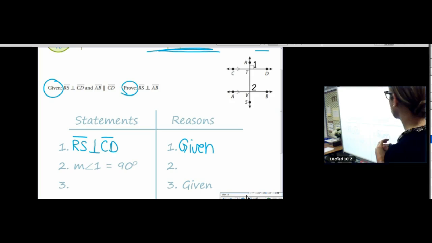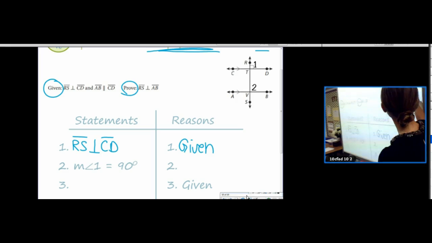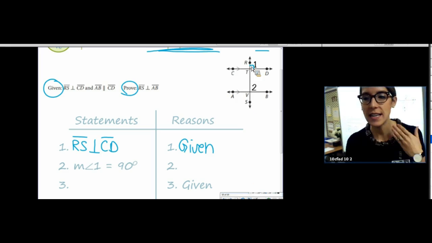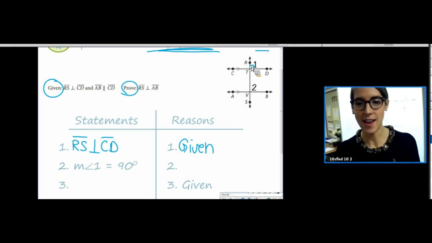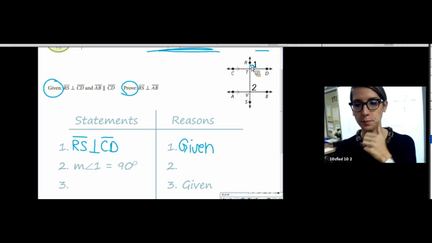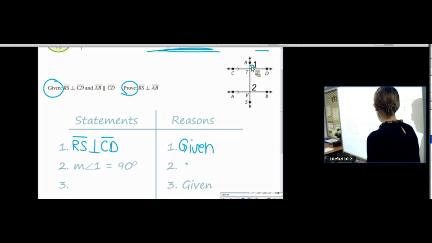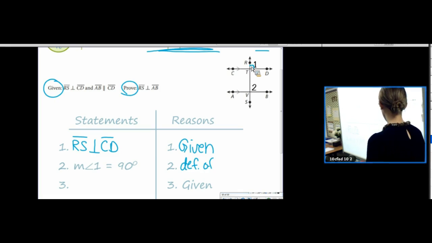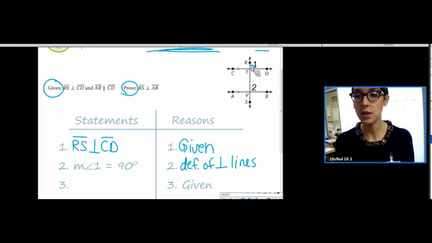Okay? All right. It says that since RS is perpendicular to CD, the measure of angle 1 is 90. We need to give the reason. Because we said so? Because we felt like it? No. What's the reason the angle 1 is 90? We have to use a definition, a theorem, or a postulate. Good, Neil, but you just need to put something in front of that. Definition of perpendicular lines. So that's the reason. Yep, definition of perpendicular lines. So either definition, theorem, or postulate.